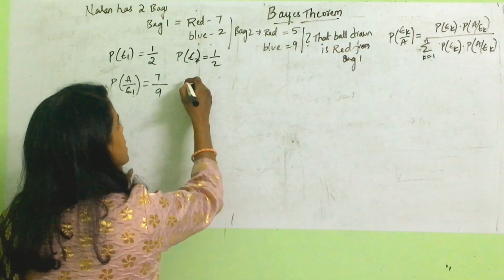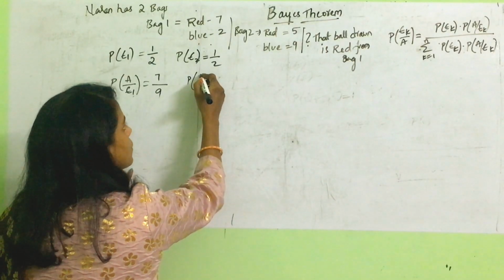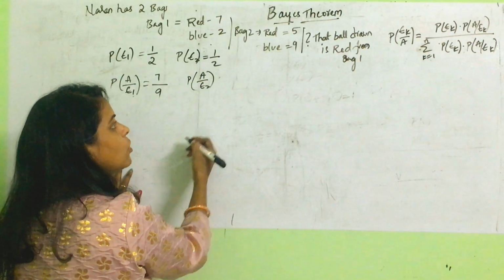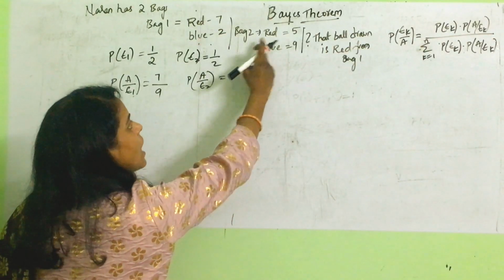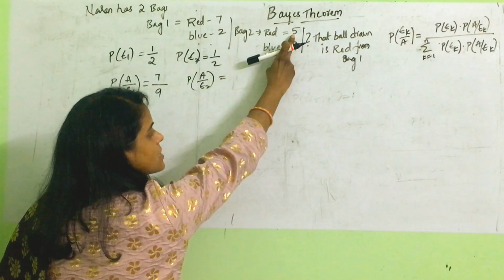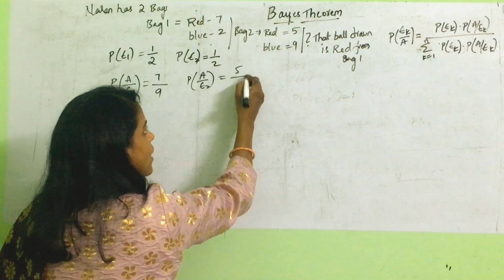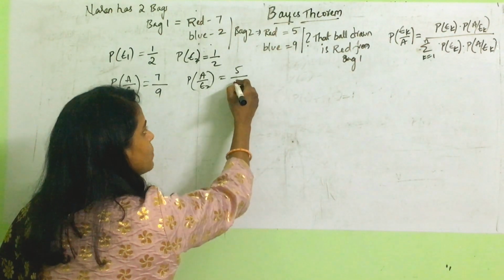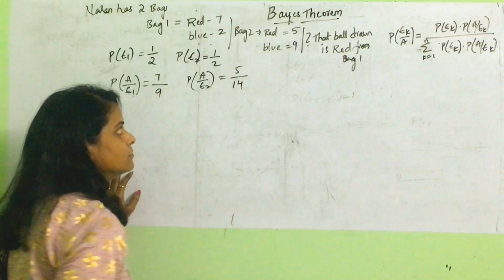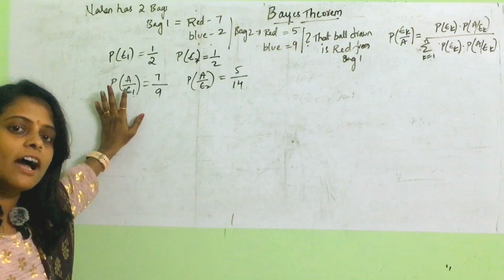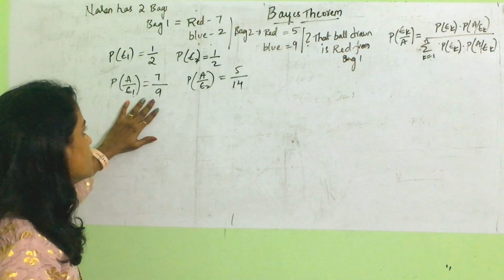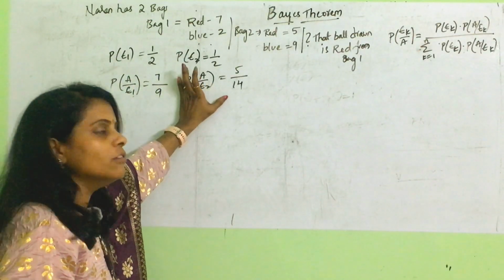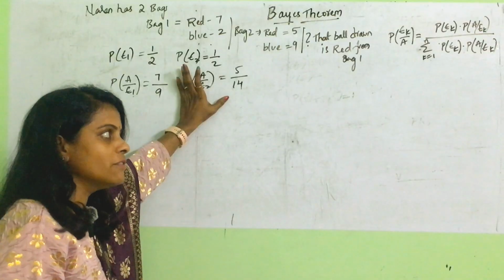Then the next thing is picking up a red ball from the second bag. How many red balls are there in that second bag? There are 5 red balls. So 5 by, how many total balls are there? 9 plus 5, that is 14. In this way you have to calculate your probabilities, picking up a red ball from bag 1 and picking up a red ball from bag 2. So we have all the values here.